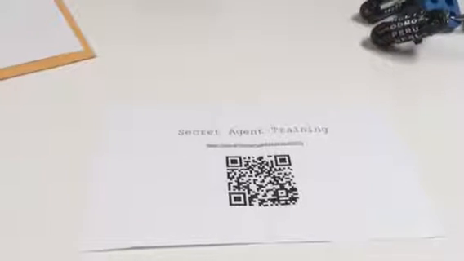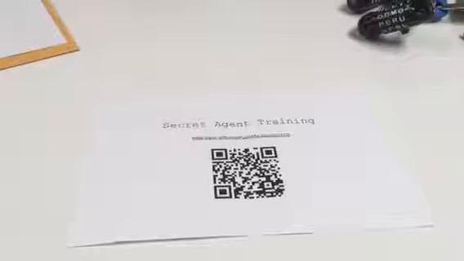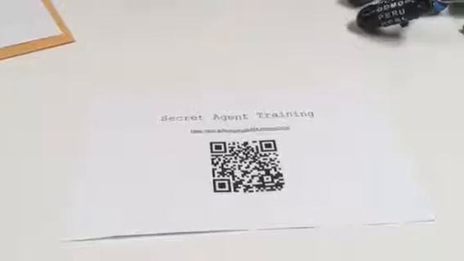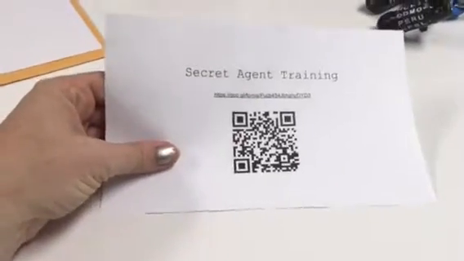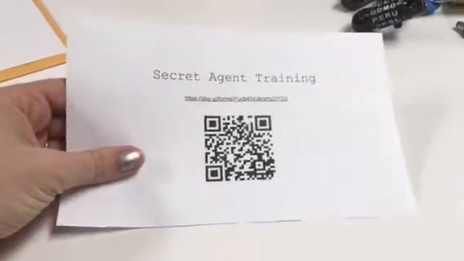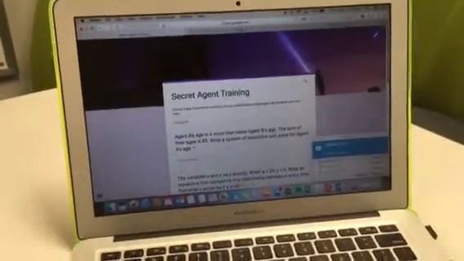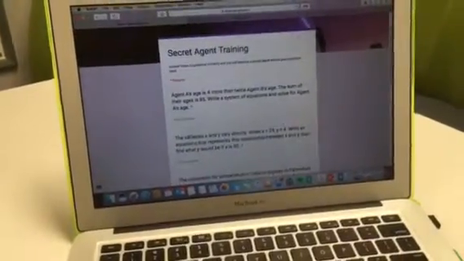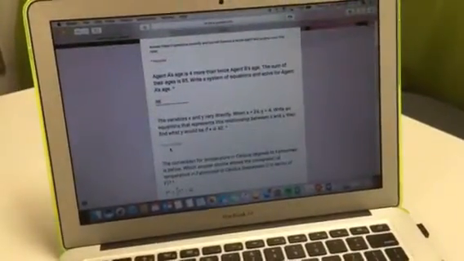This is the game flow video for the Secret Agent case of Chemical X Breakout game. The first thing that you'll do is you'll give your students the Secret Agent training QR code. When they scan the QR code, it's going to take them to a Google form where they'll have to answer 3 questions.